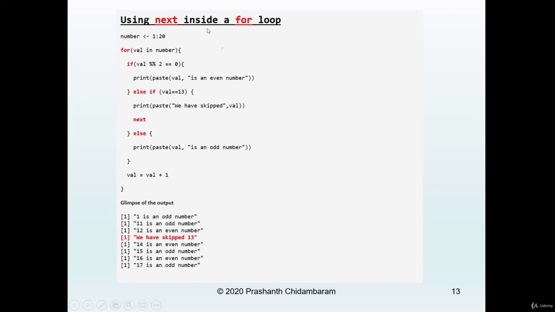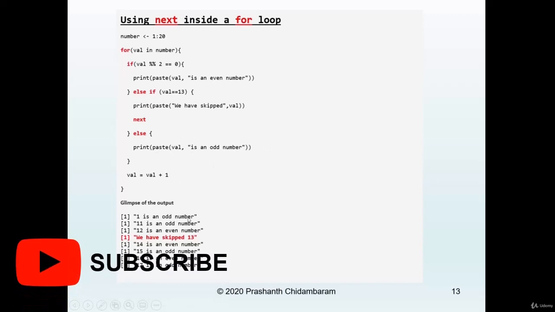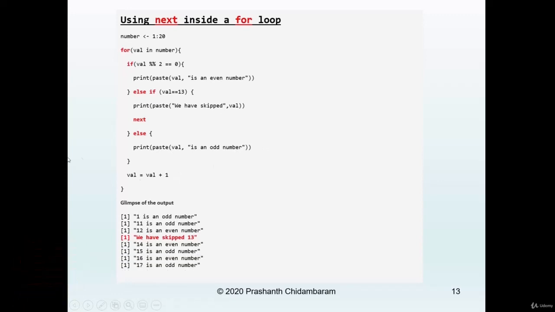So what's going to happen? First step, 1 divided by 2, the remainder is not 0. So it will print val is an odd number. So 1 is an odd number. Then again, val is now incremented by 1. So 1 plus 1, 2. 2 divided by 2, the remainder is 0. So this is true. Then it says 2 is an even number.